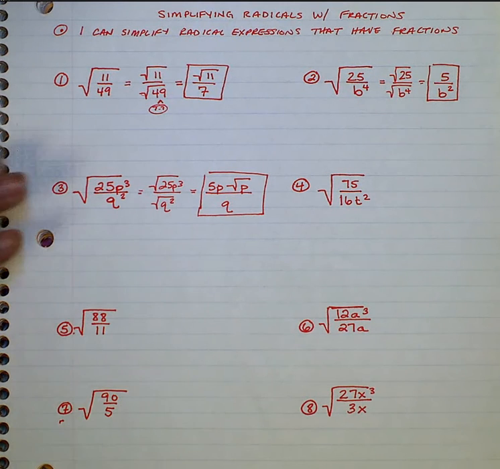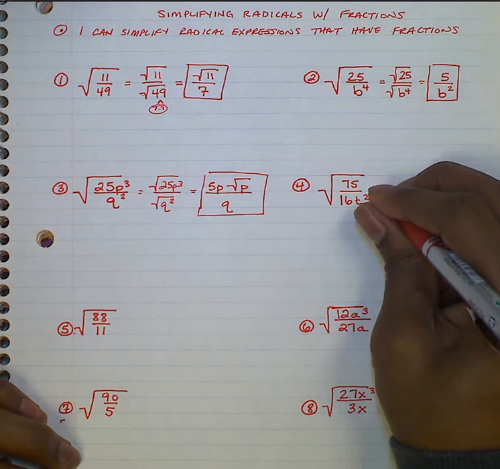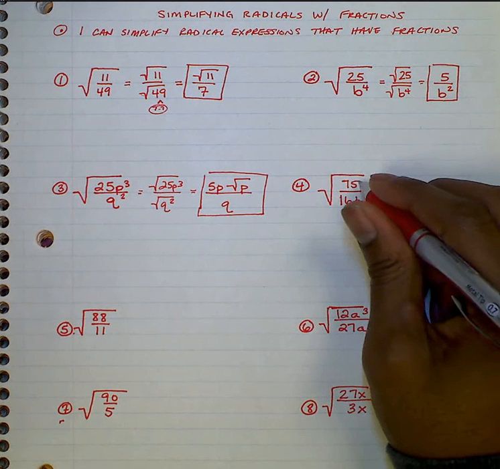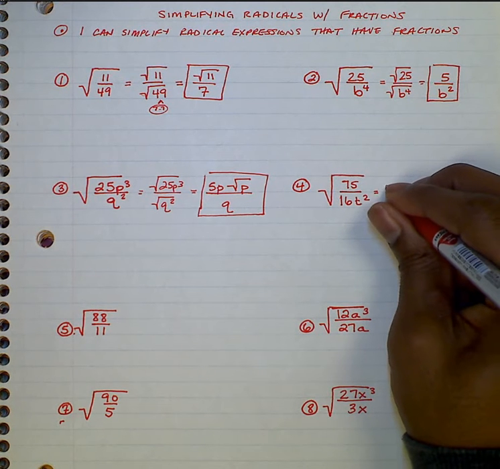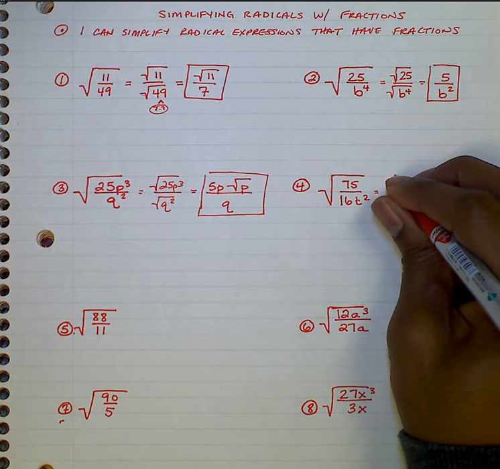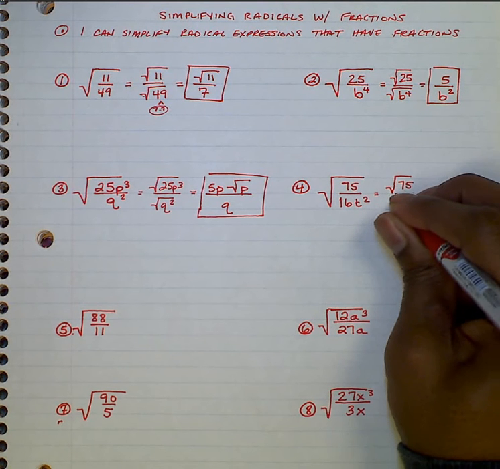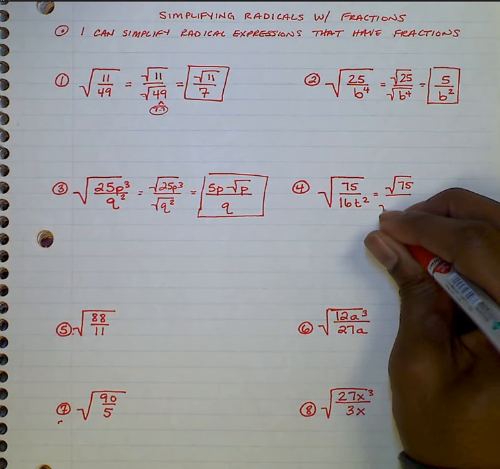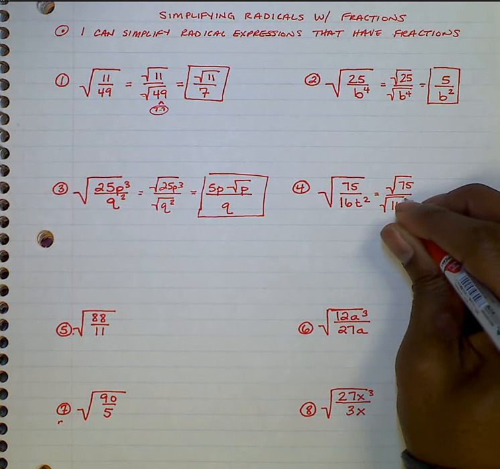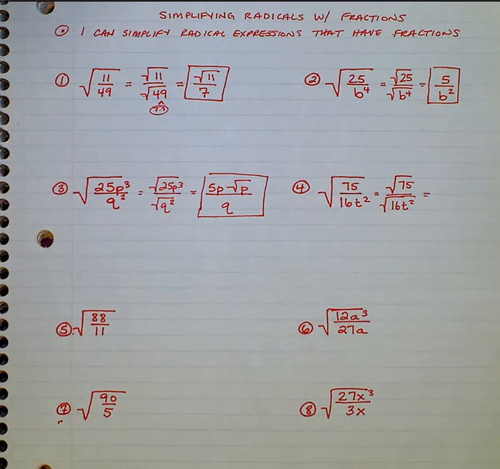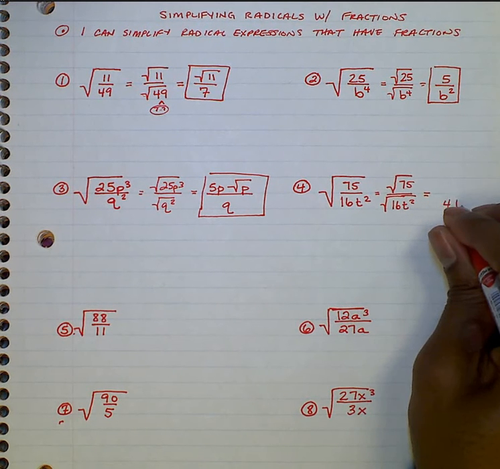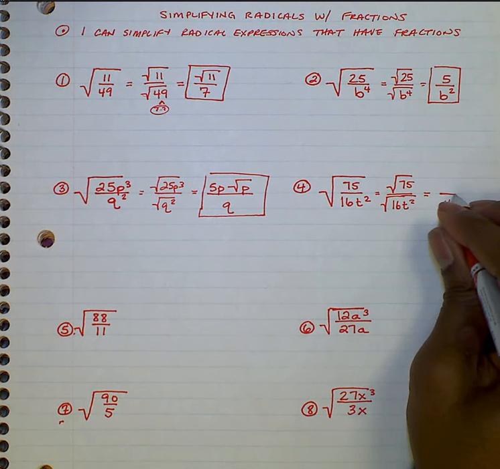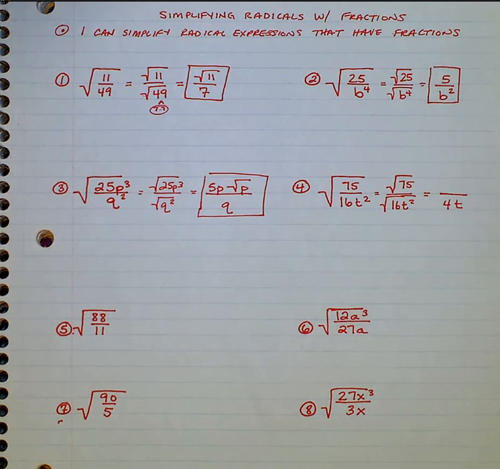Number 4, we have radical 75 over radical 16t squared. Okay, can I simplify this? No, I can't simplify. Nothing goes into 75 and 16. So I'm going to separate. I have radical 75 over radical 16t squared. And this is really nice when we have a perfect square in the denominator. Square root of 16 is 4. Square root of t squared is t. So I get rid of the radical in the denominator. We'll find out tomorrow that can present a challenge to our problem.